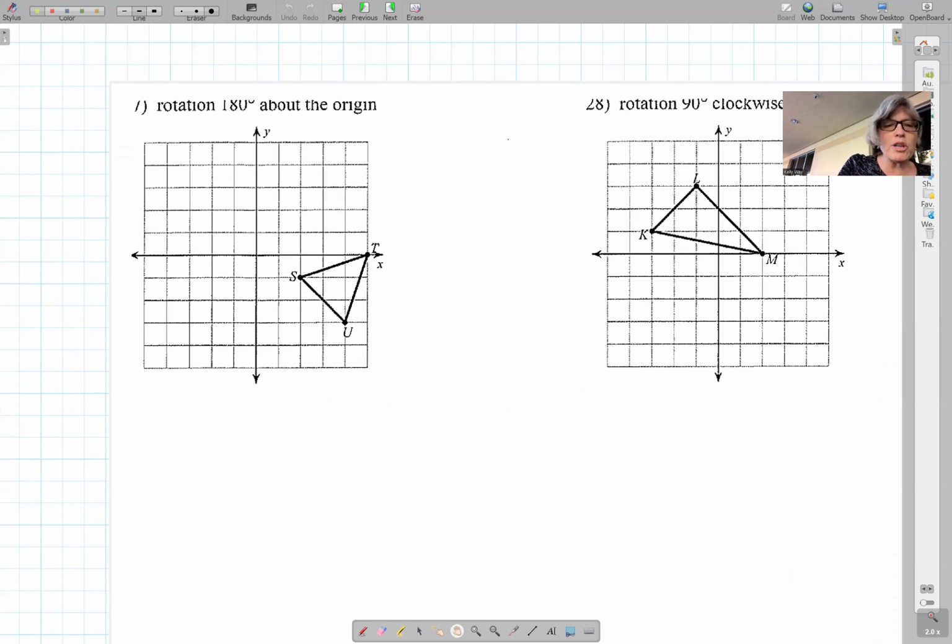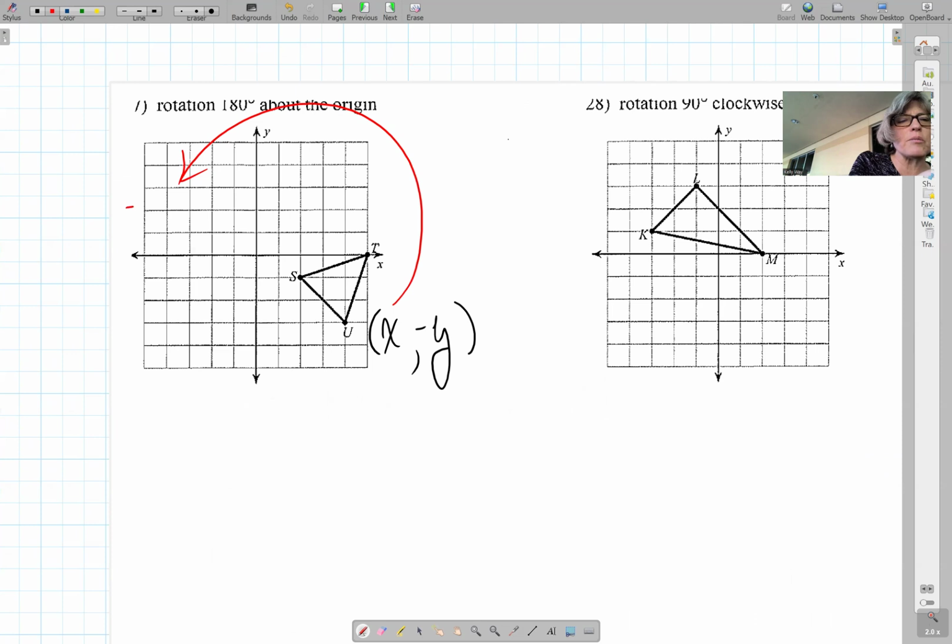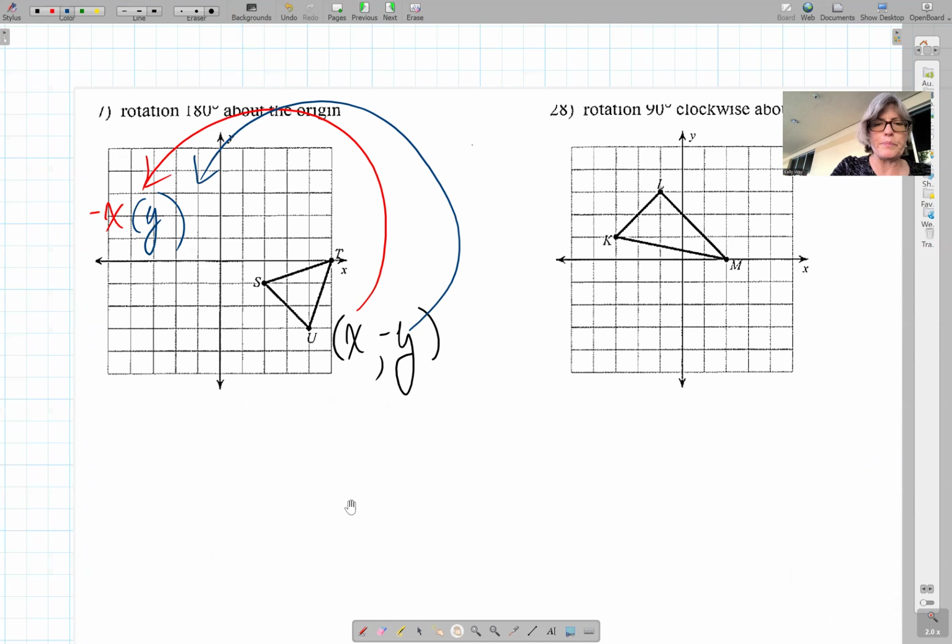Rotation about the origin, whatever your coordinate is here. Technically you know that this is going to be a positive x and a negative y. A 180 rotation takes you to the exact opposite. So that's going to be negative x and positive y. You just go to the exact opposite for 180 for both x and y.